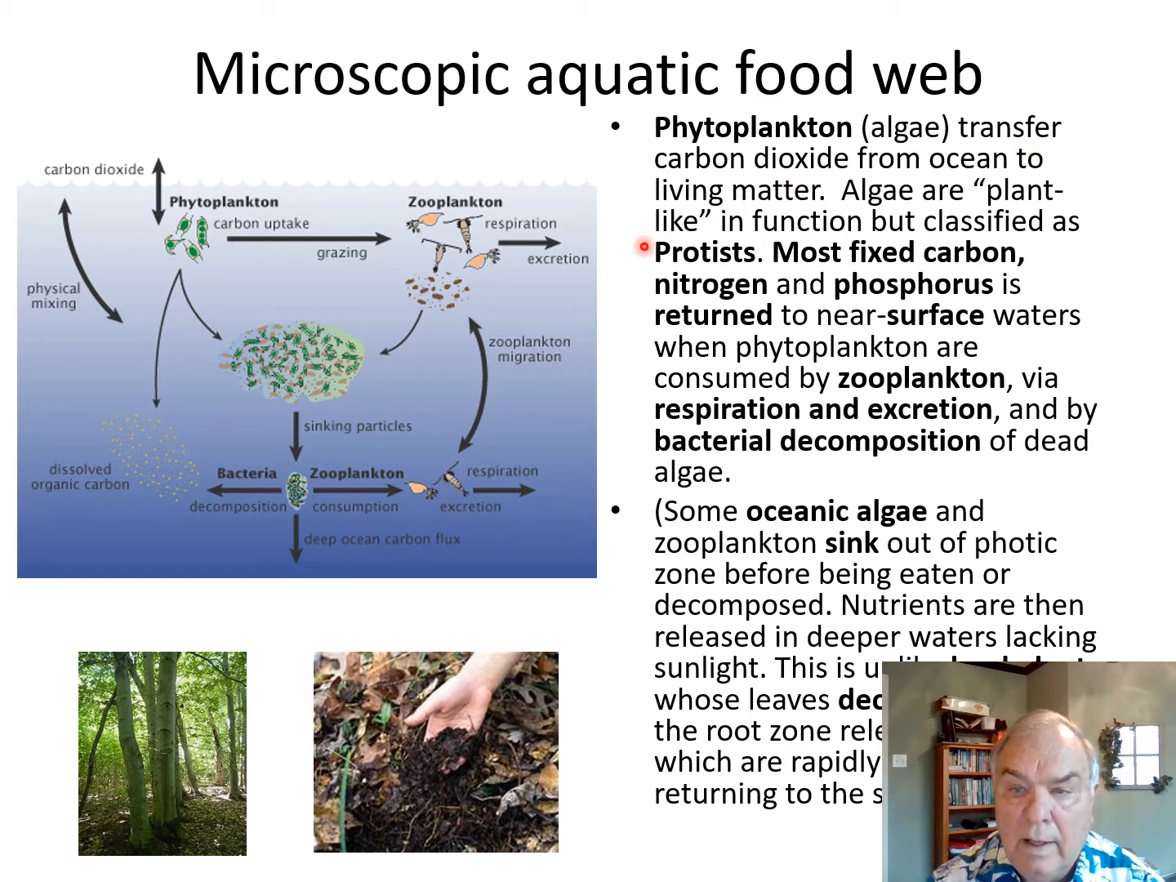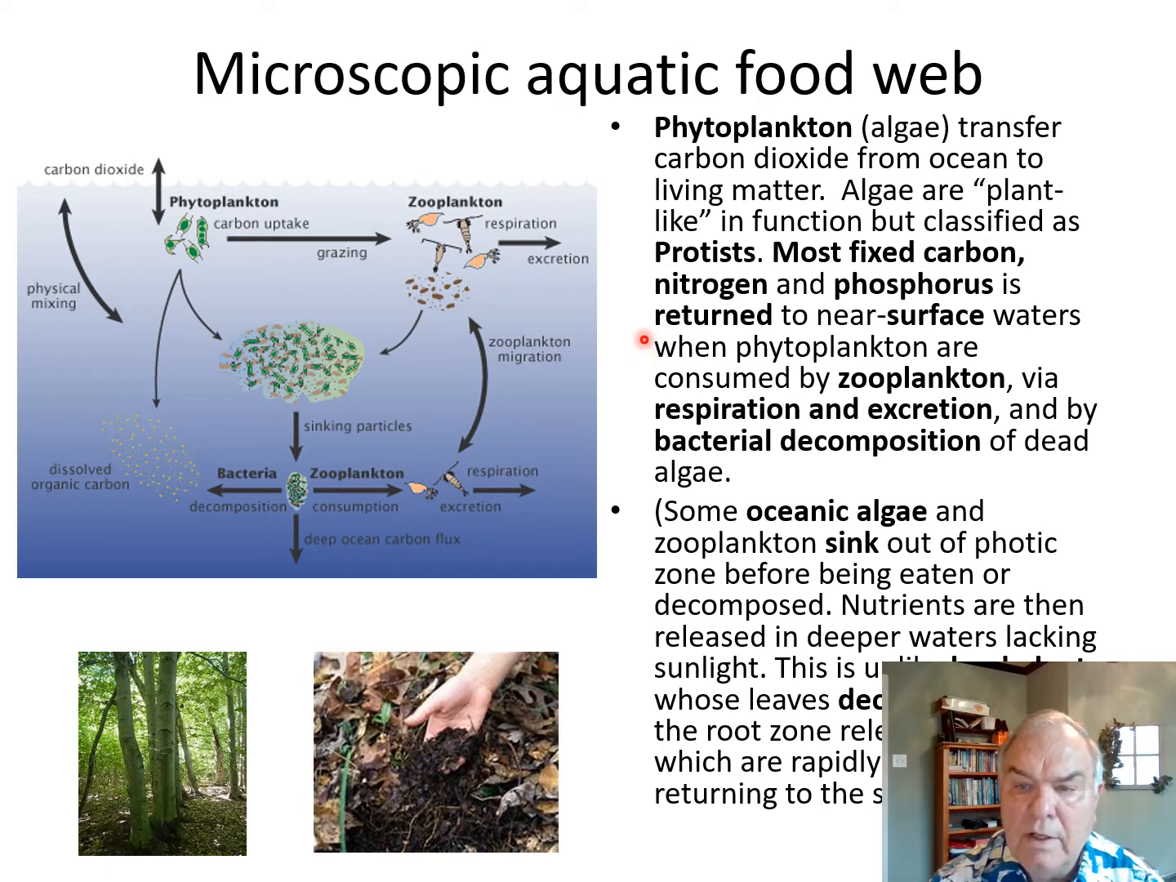living matter. Algae are plant-like, but they're not really referred to as plants like land plants because they don't have vascular water and nutrient systems. They're so tiny, basically, everything occurs as far as metabolism by diffusion in and out of the plant. So instead of being classified as plants, even though they're photosynthesizing, they're classified as protists. Again, they fix carbon, nitrogen, and phosphorus from carbon dioxide, inorganic nitrogen, and phosphorus, just like land plants.